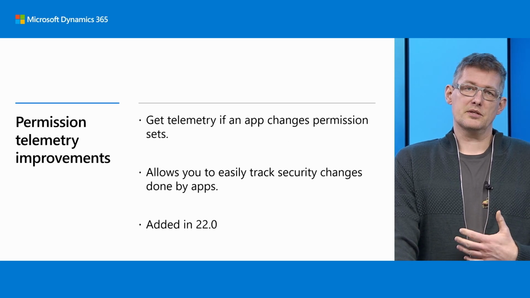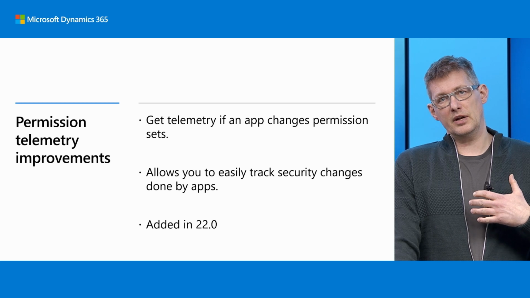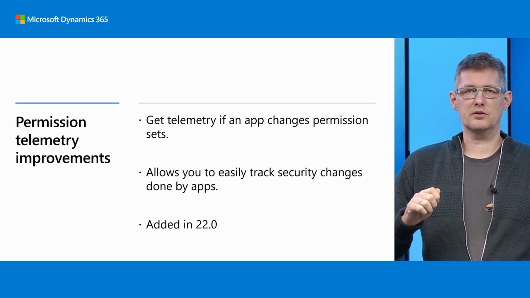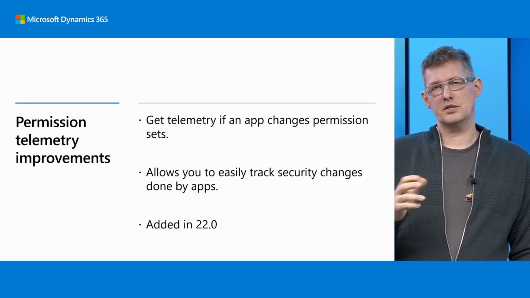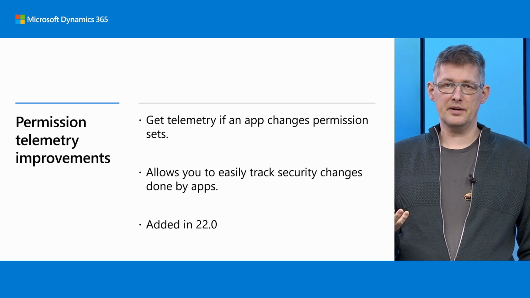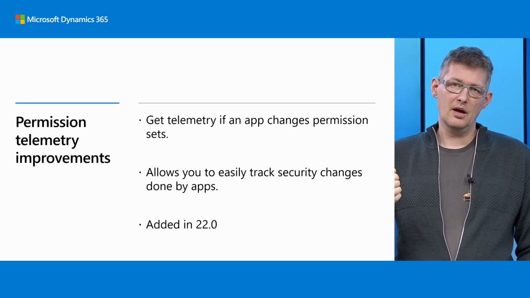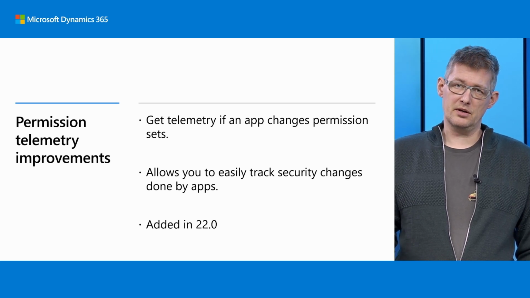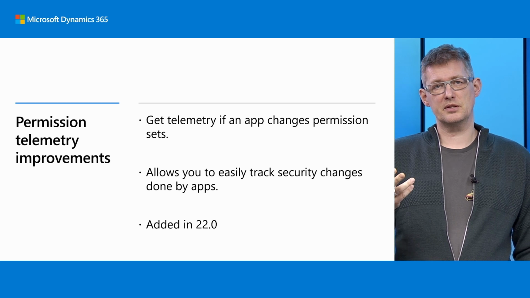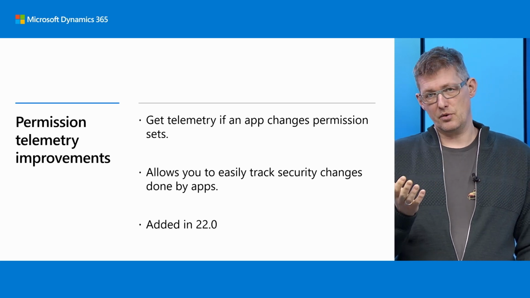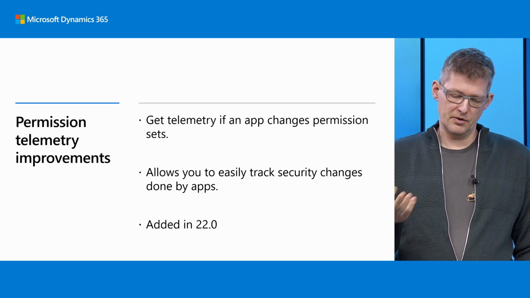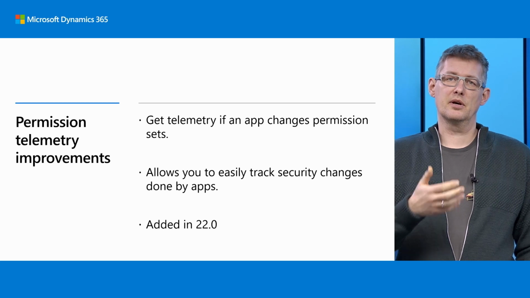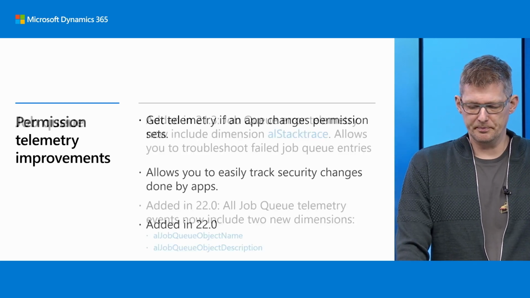Permissions. Over the last year, we have gradually moved so that you can change permissions in extensions, with metadata. And with that, we're also losing out in the changelog if changes to permission systems happen through apps. So therefore, we added telemetry for this in version 22. You can track security changes done by apps using this telemetry.